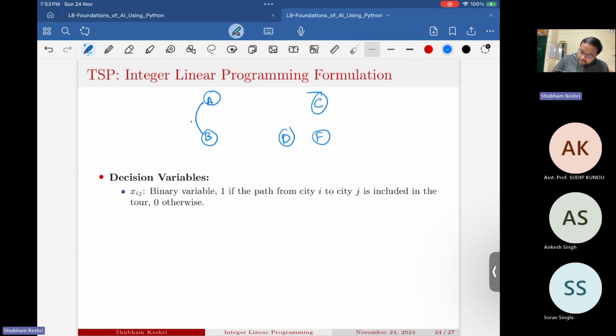So you see I can go from A to B and B to A back, and from A C to D, D to F, sorry, not F, E, and E to C. So you see each has one entry and one exit. Each node over here has one entry and one exit. Still it has multiple tours. It has subtours. It is not a complete tour.